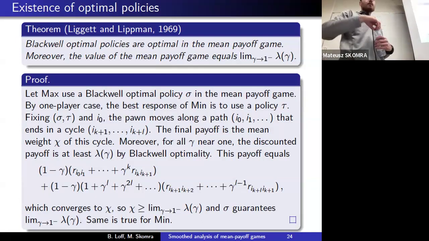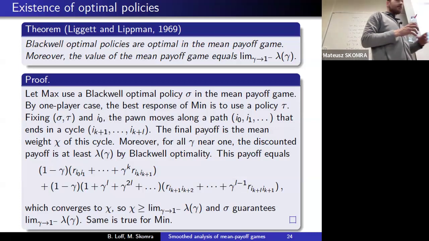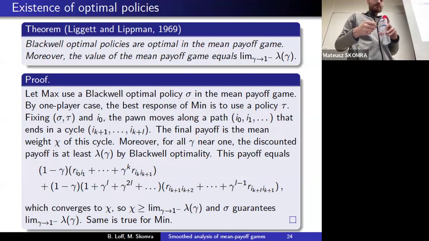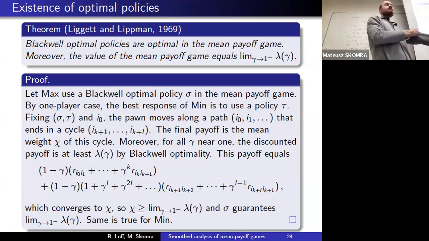Okay, so the only thing to do here is to check that. So you take Black-Hole optimal policies for Max and Min, and you've proven that they are truly optimal, meaning anything that the other player does, he cannot get better than this limit for himself. And so the game has a value and it actually equals this limit. The mean payoff game has a value, and it equals this limit.